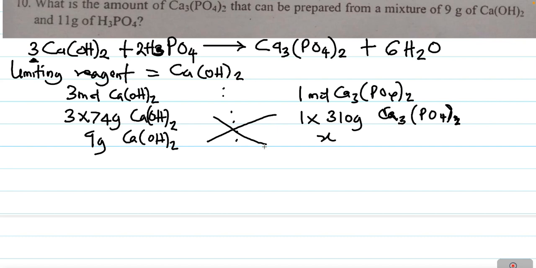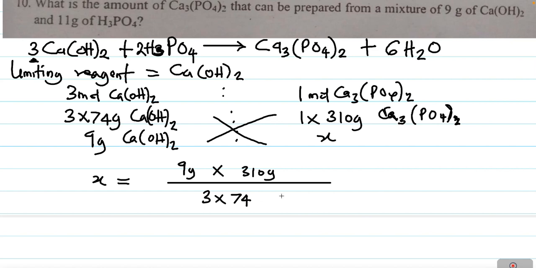Just let me press the calculator. So this becomes X equals to, we have 9 grams times 310 grams divided by 3 times 74 grams. All right, so this becomes 9 times 310 divided by 3 times 74. So we'll have X equals to 12.56 grams.